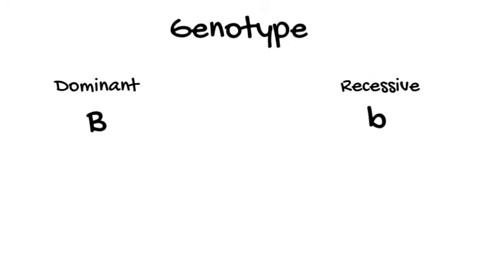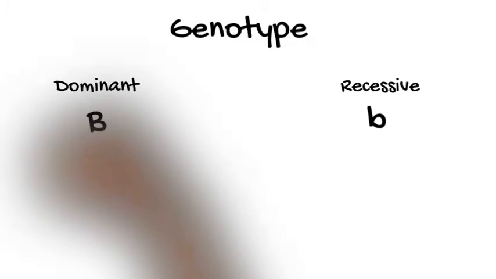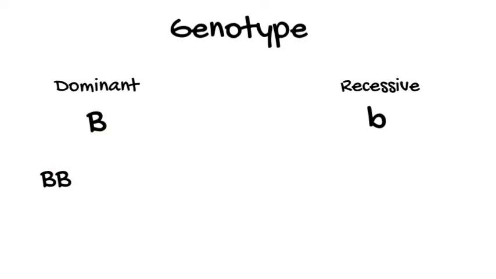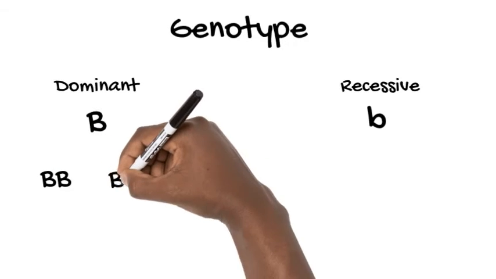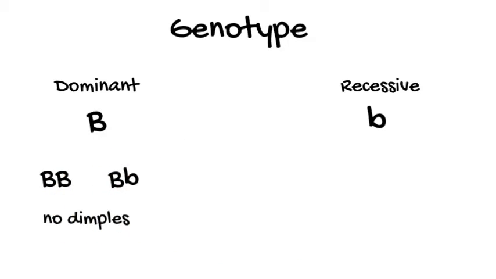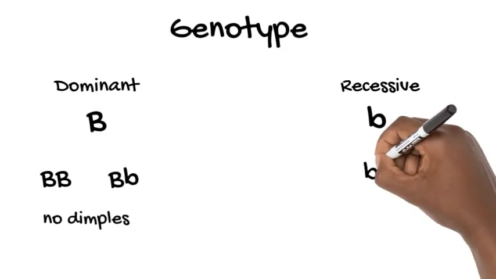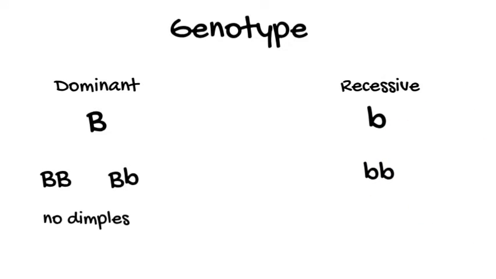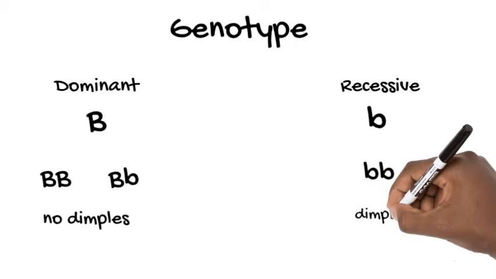There are two genotypes that express the dominant phenotype: homozygous dominant with two capital B's, and heterozygous, a capital B and a lowercase b. These two genotypes express the phenotype of no dimples. There is only one genotype that can express the recessive trait, homozygous recessive, or two lowercase b's. The genotype of two lowercase b's would give us the recessive trait of dimples.